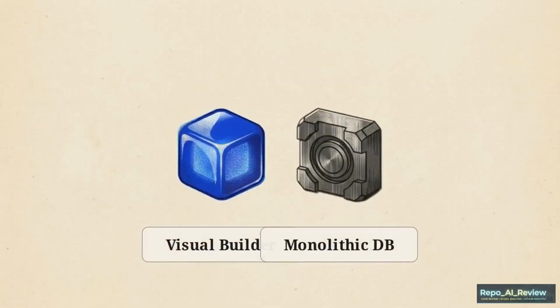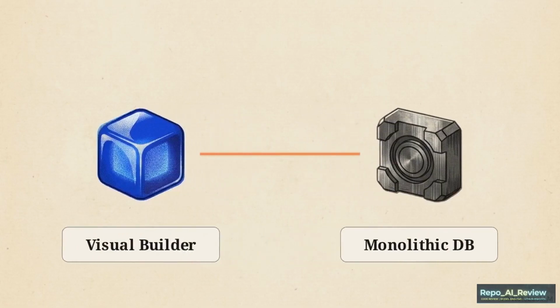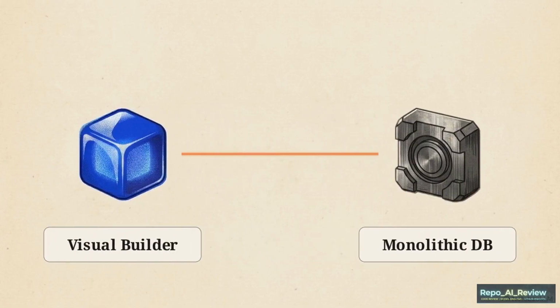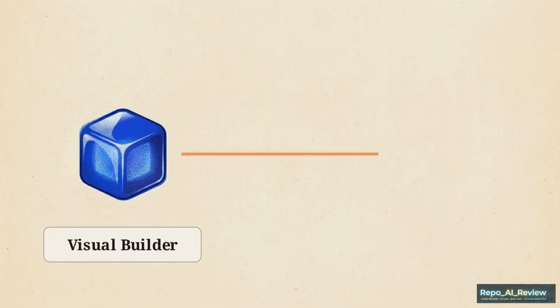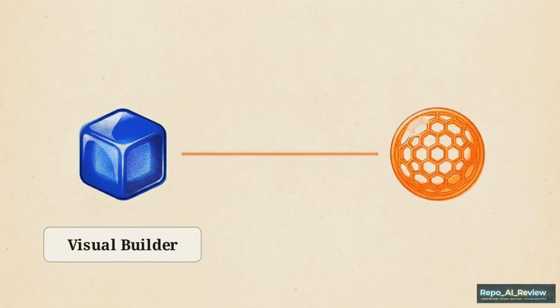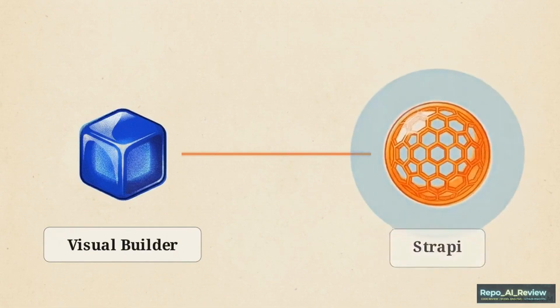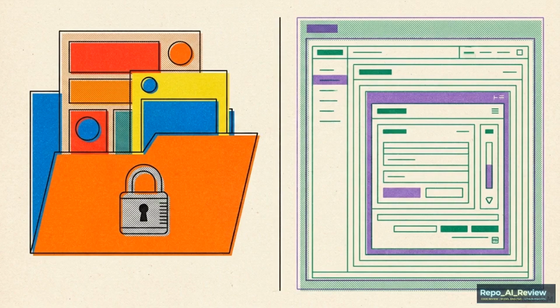The platform strictly separates the visual builder interface on the front end from the monolithic database logic on the back end. That flexible connector lets developers plug in any headless CMS they choose, rather than being forced into a proprietary backend. Decoupling the interface from the database means the design is no longer a hostage to the host. You own the data and the display independently.